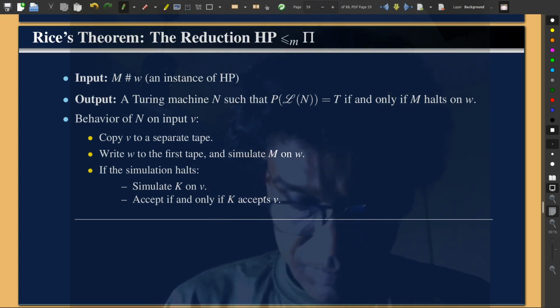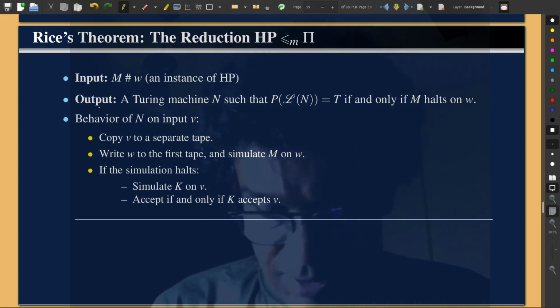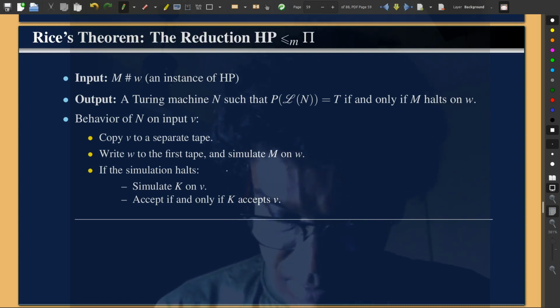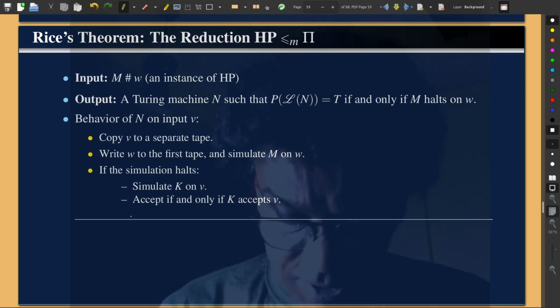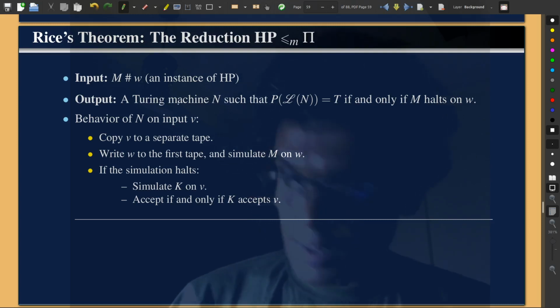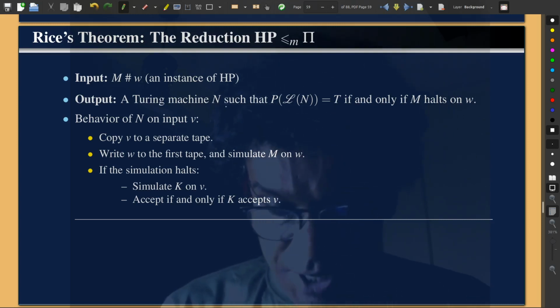Now let us see. This conversion from M#w with a constant knowledge of K can be done by a Turing machine, which is the reduction algorithm. And this is the main function for N. Now I have to show that this condition is satisfied by this reduction algorithm.